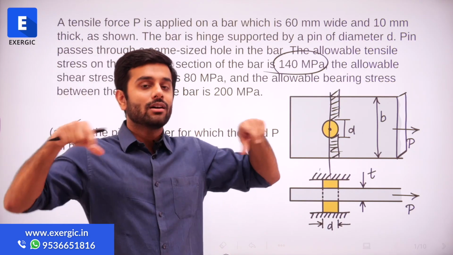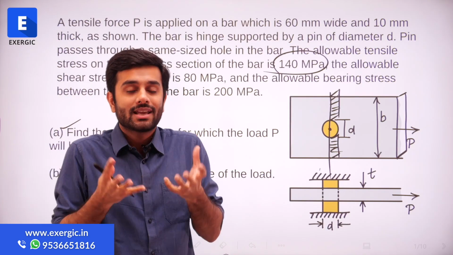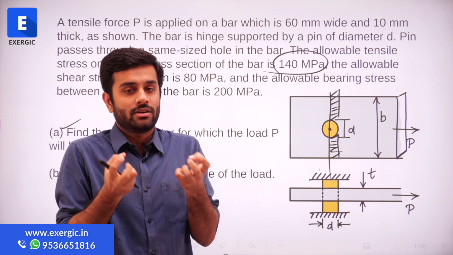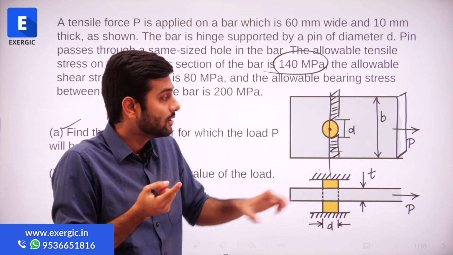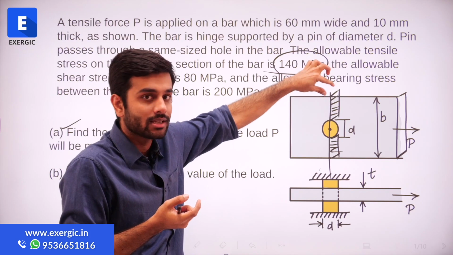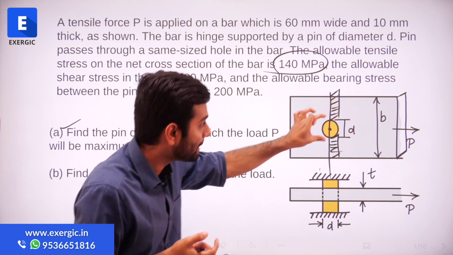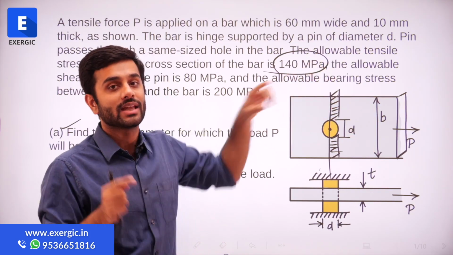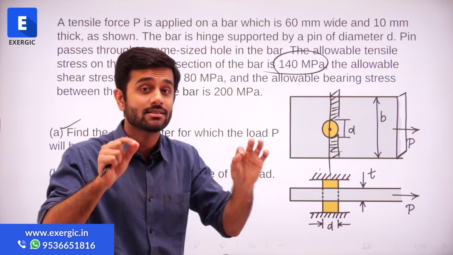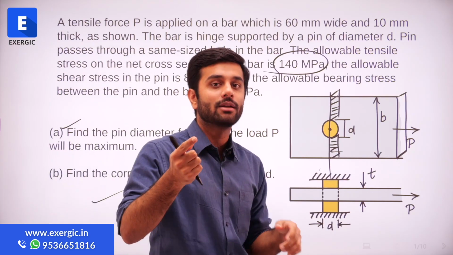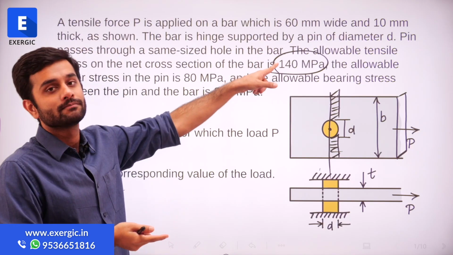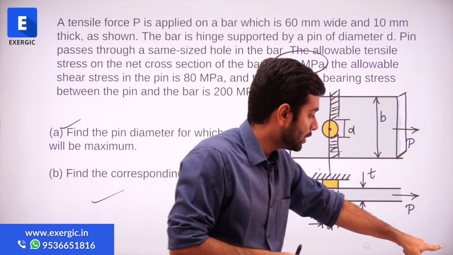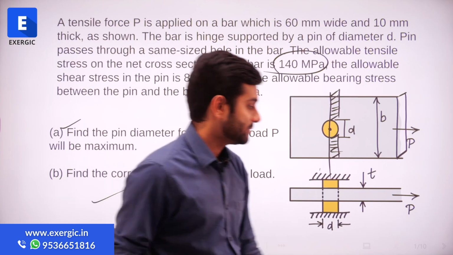So the area, cross sectional area, which can actively resist in tension, that is how much? Effective width multiplied by thickness. Effective width is B minus D multiplied by T. That is the effective cross sectional area resisting in tension, multiplied by allowable stress in tension. That will give you the value of P in tension, right?